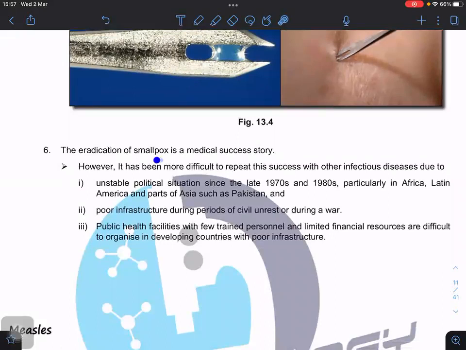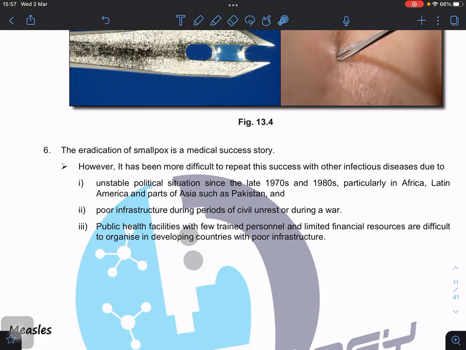So the eradication of smallpox was successful, and it is difficult to repeat this success until now, due to the political stability of the country, poor infrastructure and public health facilities, and few trained personnel. So nowadays, it's very, very difficult to eradicate a disease because of high mobility. As I said, when mobility is high, today I can be in Malaysia, the next day, or not only the next day, the next hour I can be in Singapore. If I have a private jet, I can go anywhere. So that is how we can spread the virus.